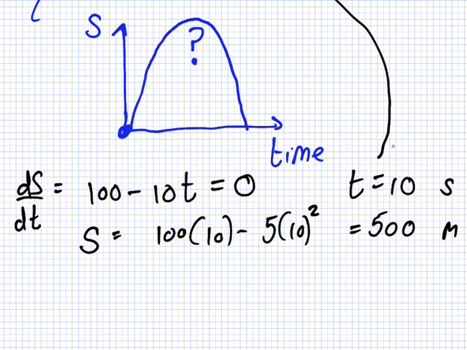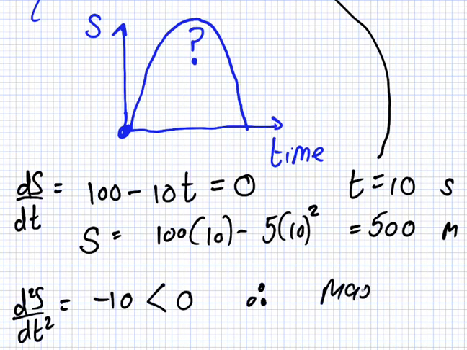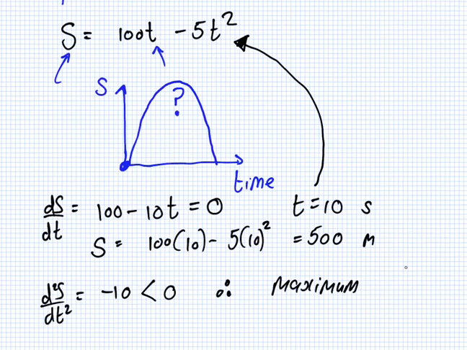We need to double check that it is a maximum. So if I calculate the second derivative, I get minus 10, which is less than zero. Therefore, it is a maximum. Often in the exam, they will ask you to confirm that it is a maximum or a minimum. Yep. No, the second derivative is minus 10. Coincidentally.